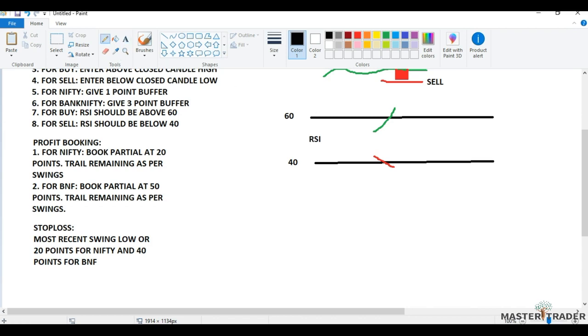Now we looked at swing lows. This is for a buy setup. So let's say I'm long here, and this is my 20 points. I've booked out half at 20 points. Now it continues going up like this. So I will keep trailing my stop loss as per the swing lows here, until price comes and stops me out. Now guys, if you're getting like 80 or 100 points, you should book your profits.